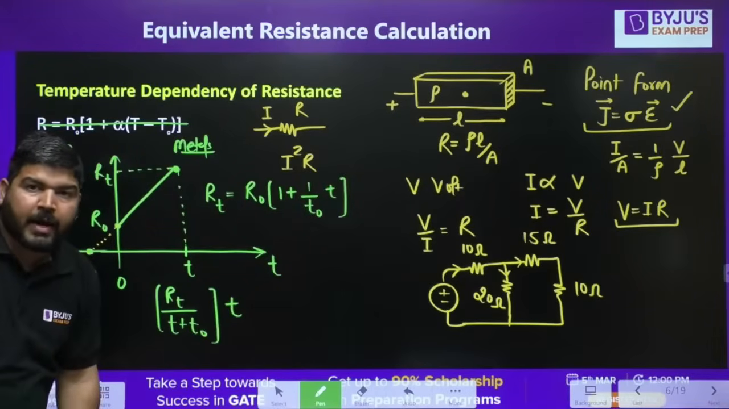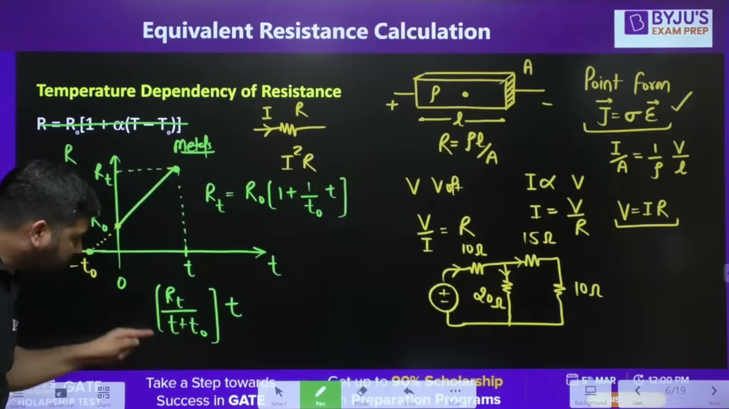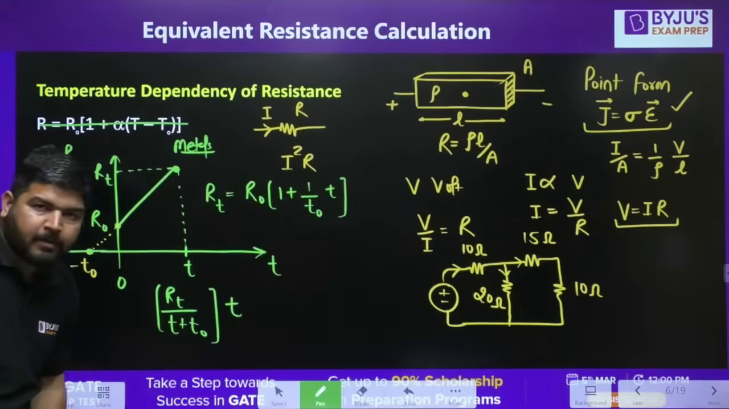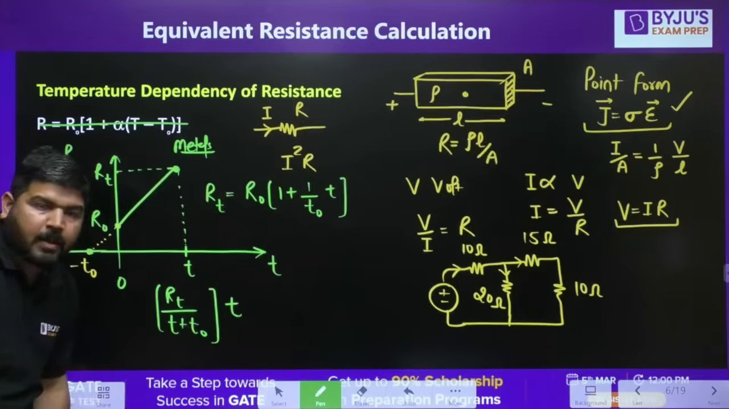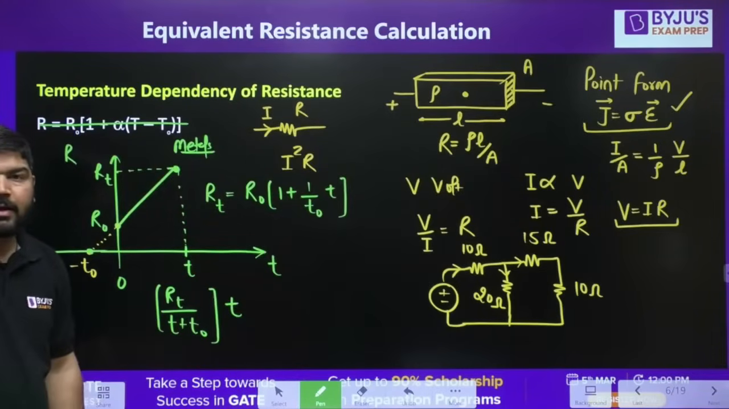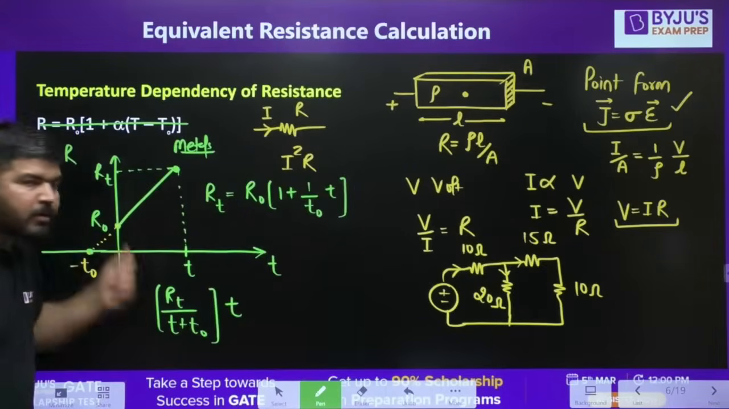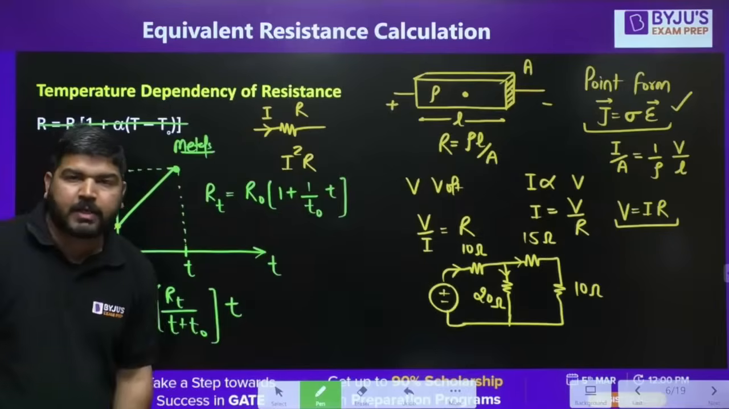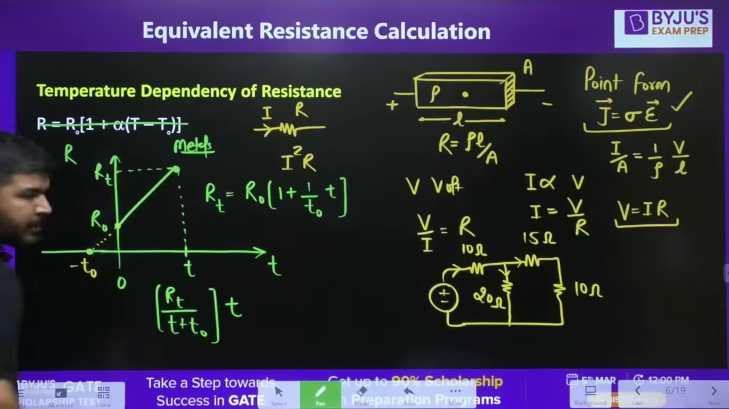No, sir. Why not? Because at T equal to 0, the value has to be equal to R naught. But if you put T equal to 0 in this line, it is R naught upon T naught. But it has to be equal to, tell me guys, R naught. Okay. Then you have to change something in this equation so that the equation can satisfy this point. I hope it is clear.